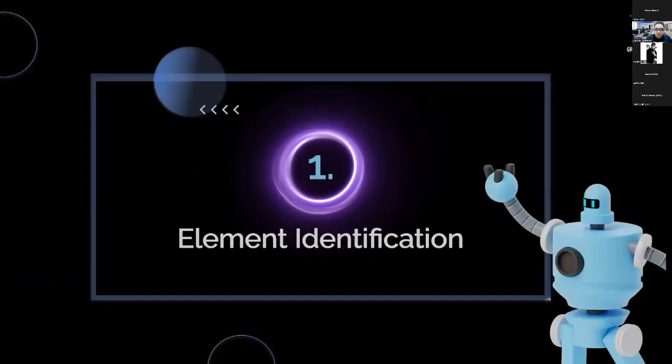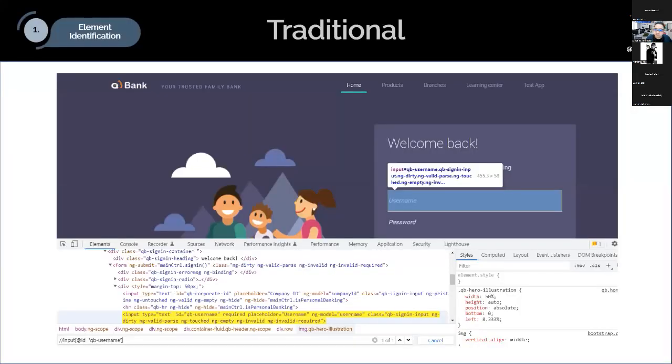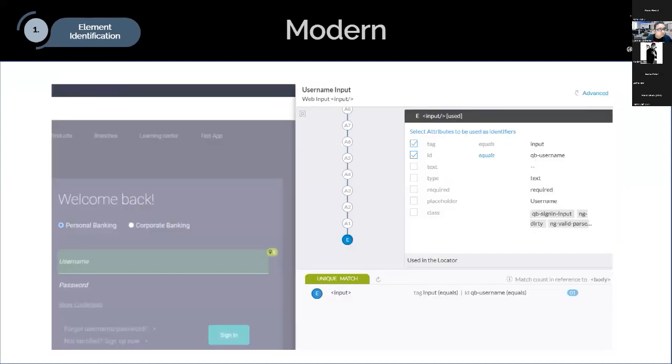So element identification, the first thing that comes to your mind, when we talk about the traditional way of element identification, it has always been using developer tools, finding the XPaths, or using some sort of a plugin to find out these particular element locations. But when you talk about modern ways of leveraging AI to do element identification, there are a lot of algorithms that run in the background, which pass through your DOM structure and easily identify them without you actually trying to identify the XPath or the CSS selectors.